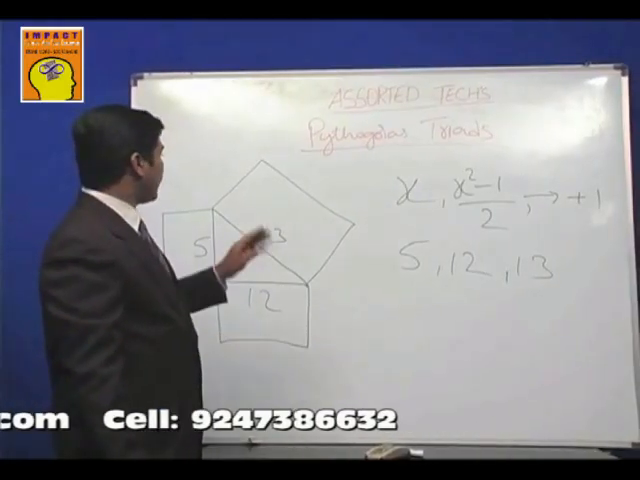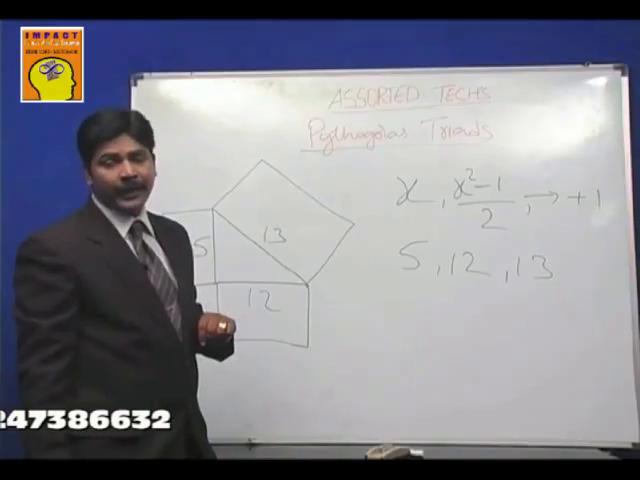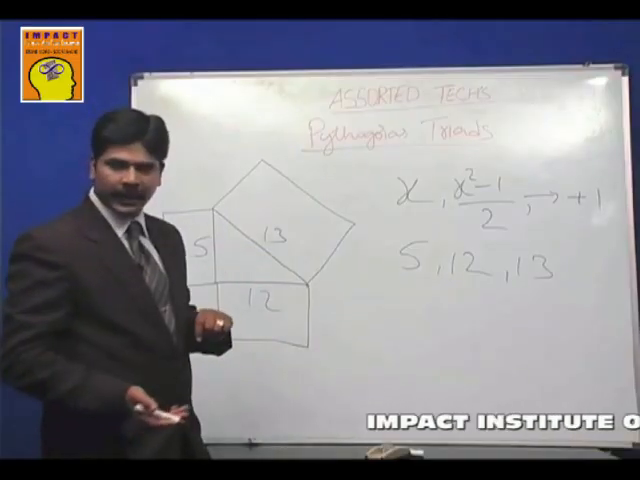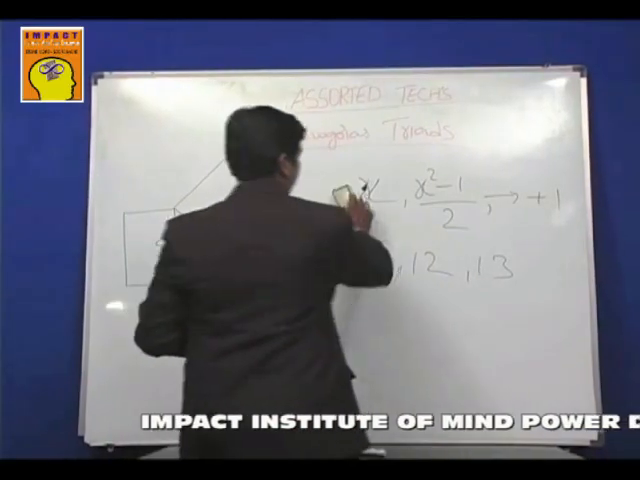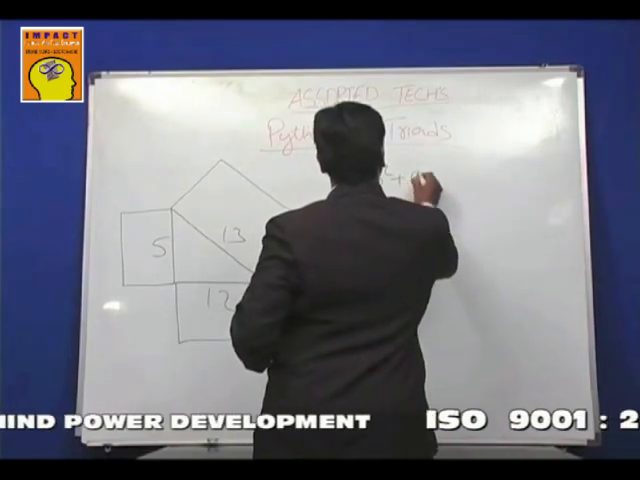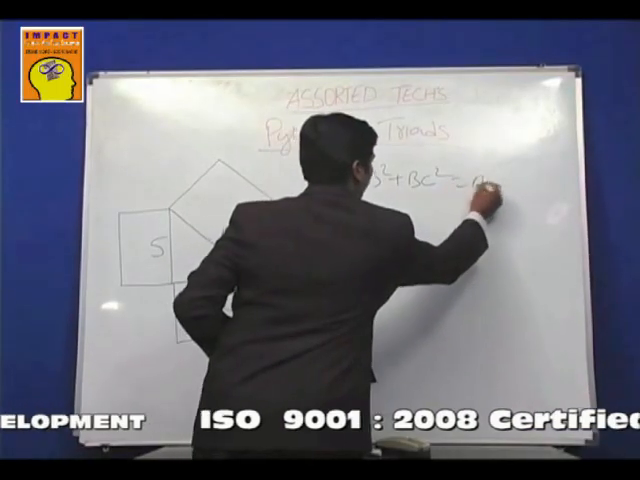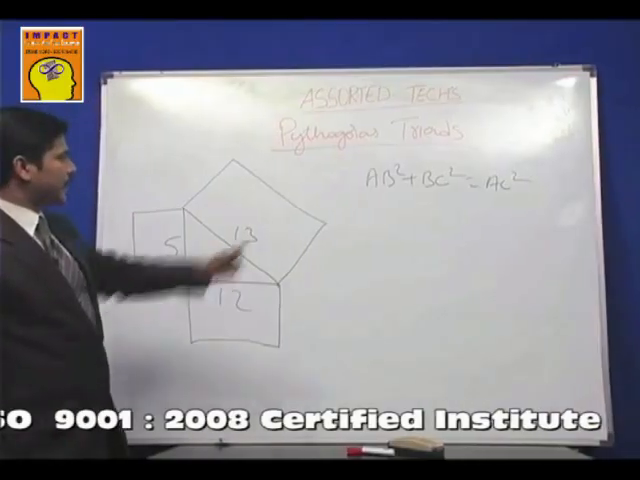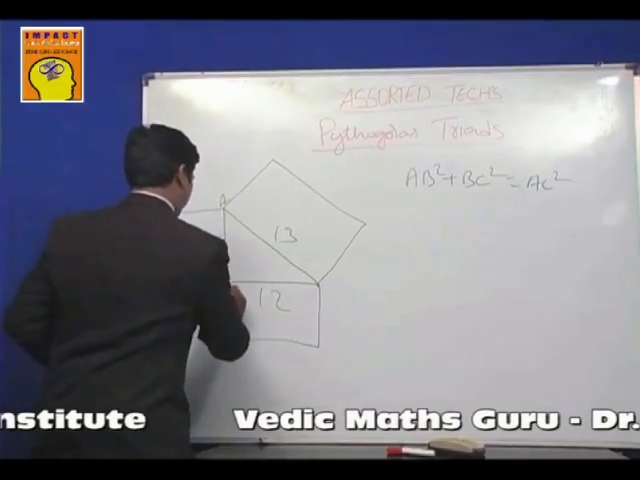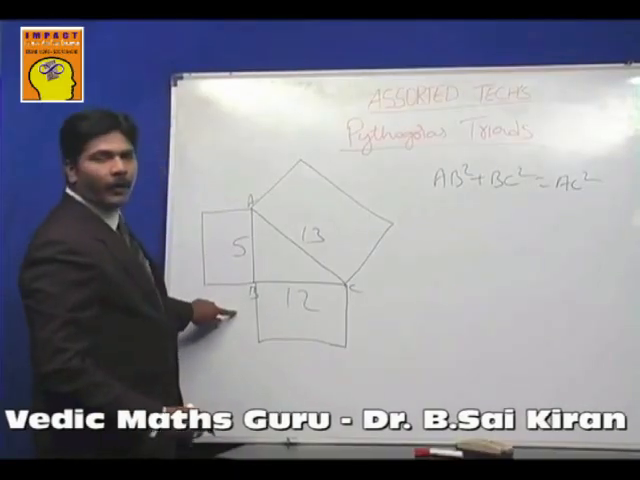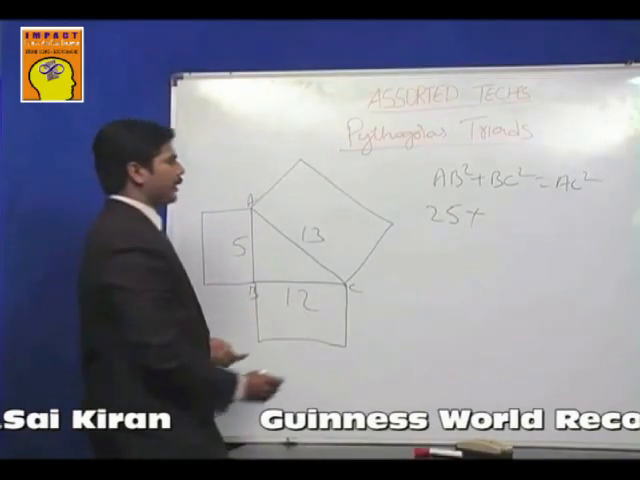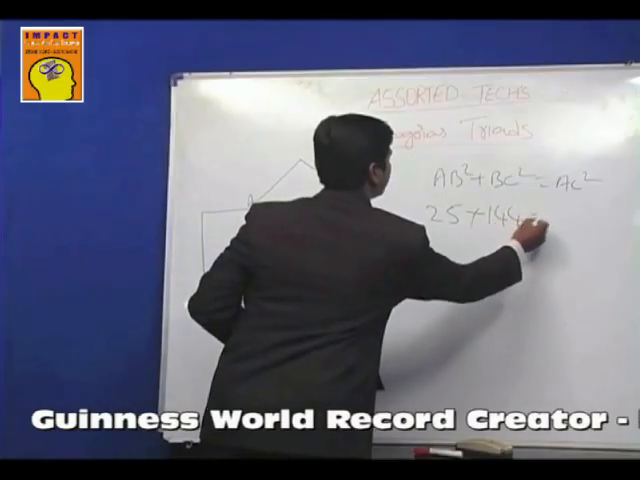Now, this you have to substitute in the Pythagoras equation, AB square plus BC square is equal to AC square. And if it actually satisfies that, then these triplets are correct. So, the Pythagoras theorem equation says AB square plus BC square is equal to AC square, right? Now, let's substitute this in this equation and check. AB is 5. 5 square, you get 25. Plus BC square, 12 square, you get 144. Add both, you get 169.